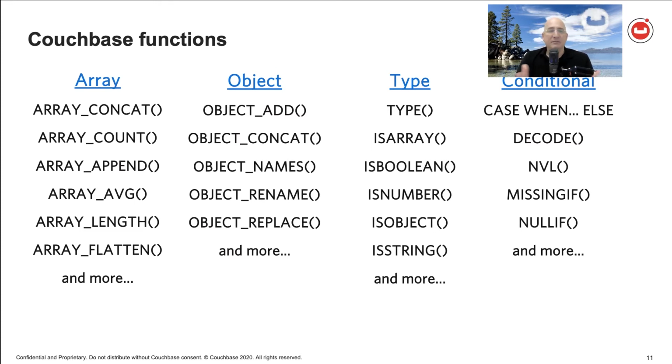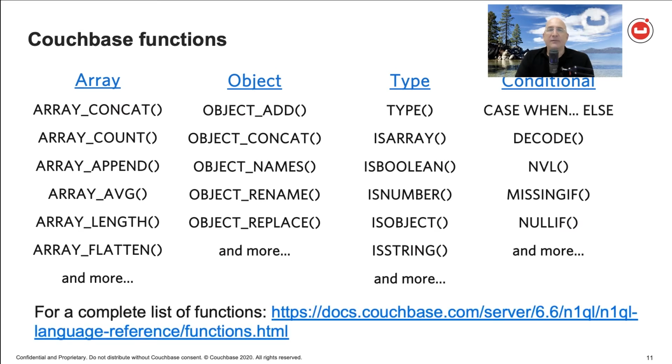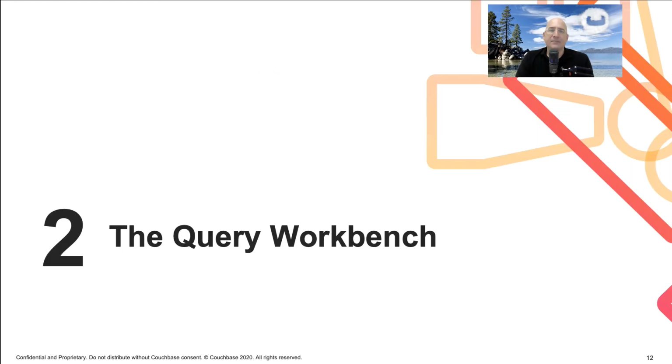And so there are dozens of functions in NQL, and this is just a small sample of them. For a complete list of all the functions, check out the Couchbase documentation, which also contains examples and further details.